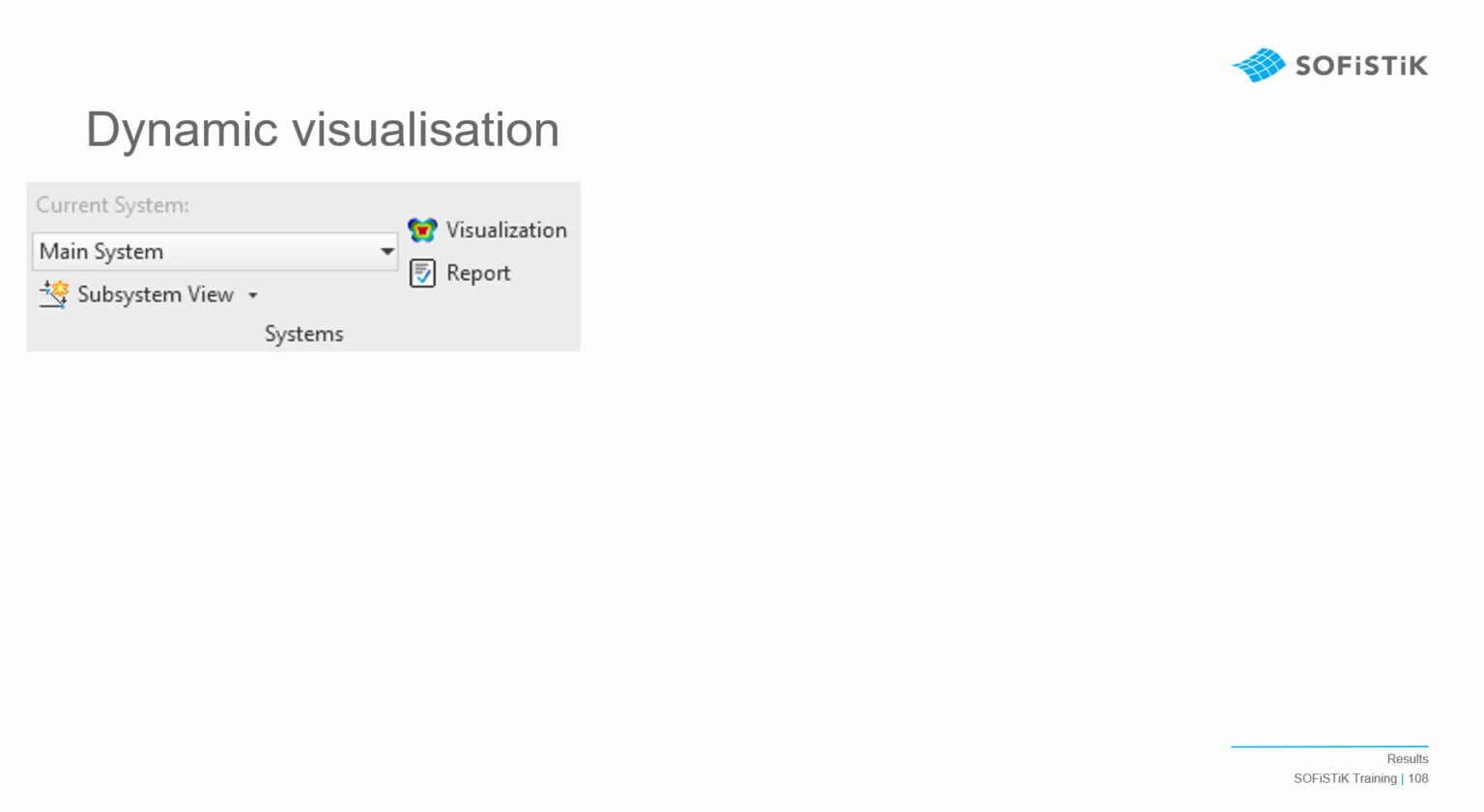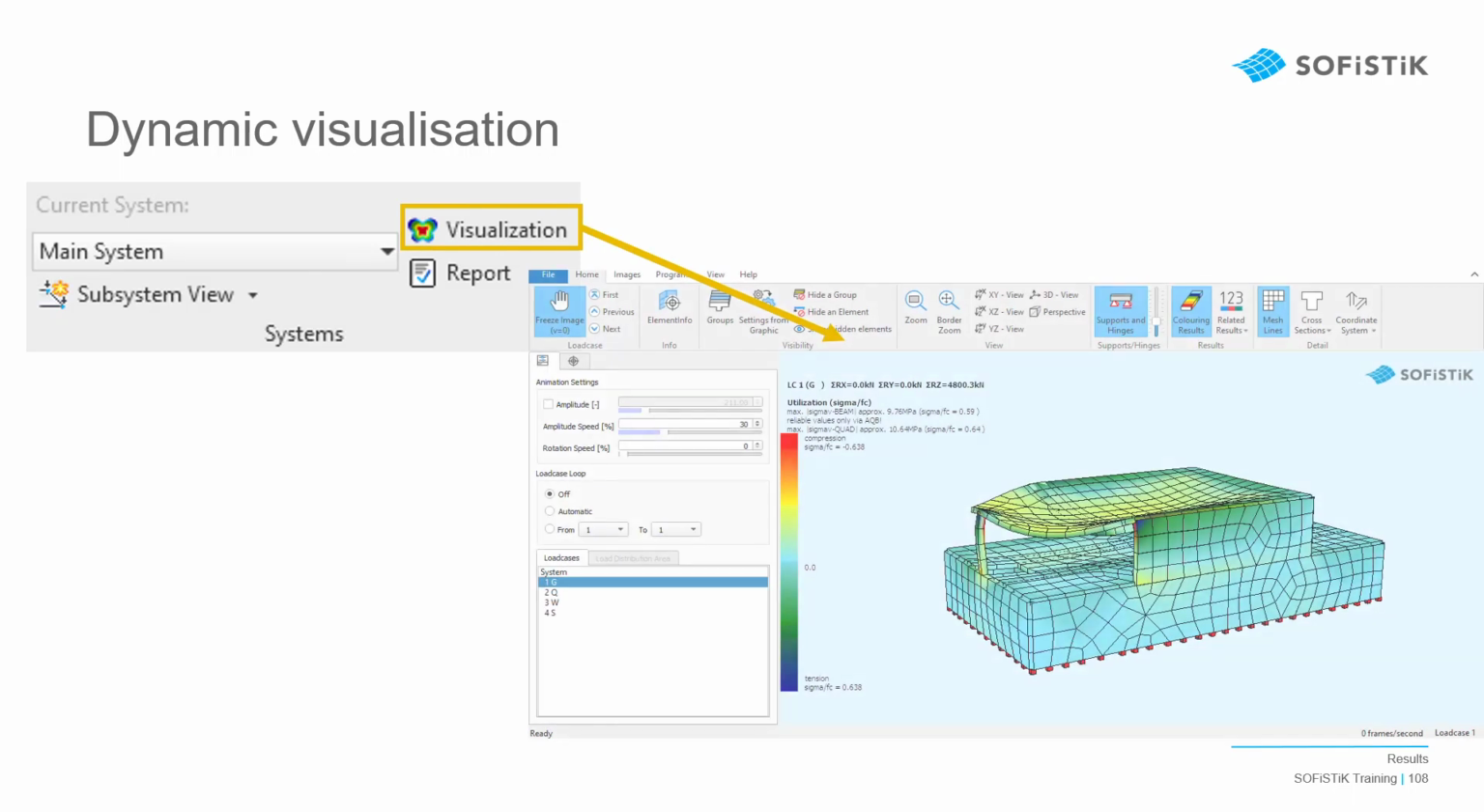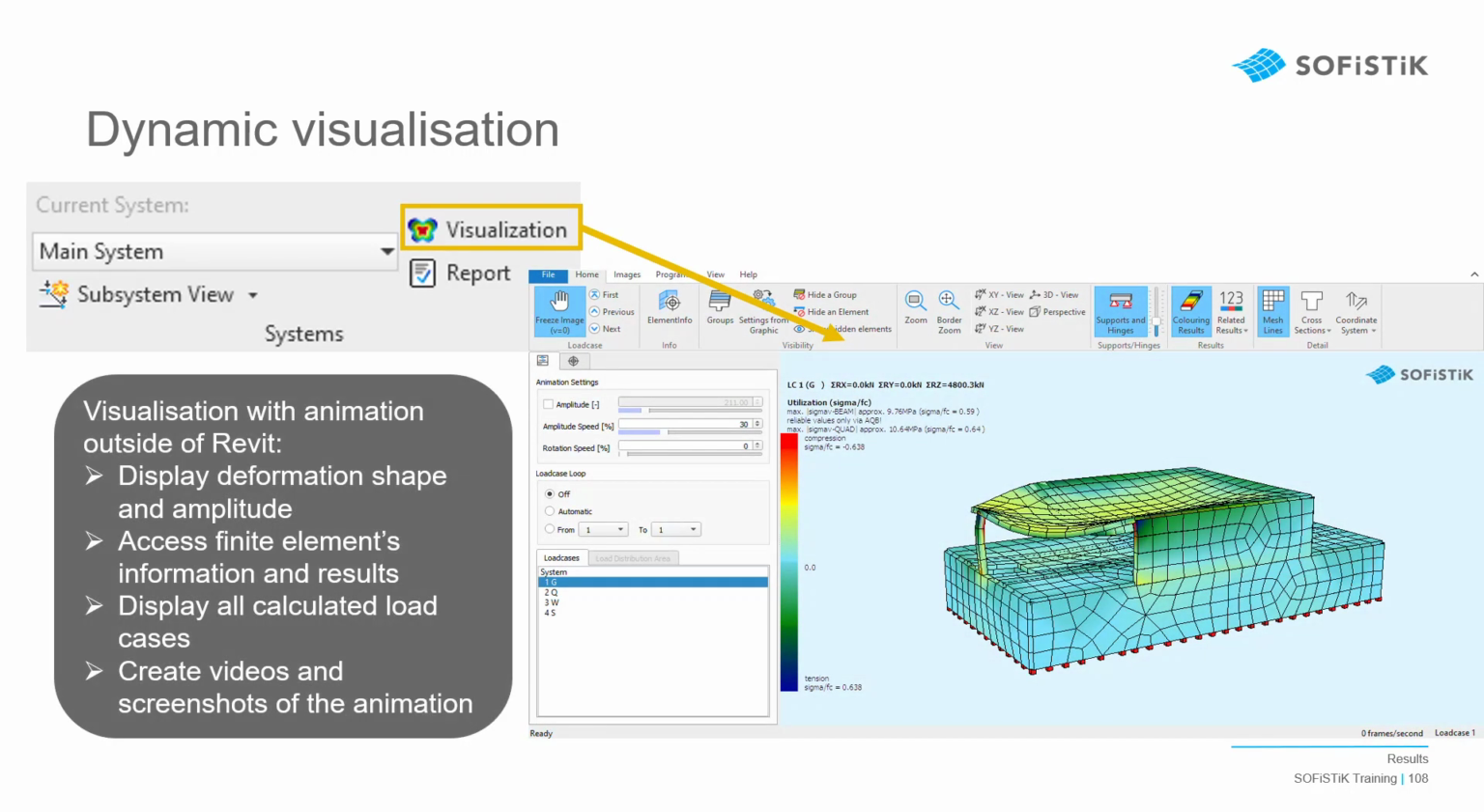In addition to the result visualization, it is possible to display the deformation of the structure in a dynamic viewer, which can be accessed via the command Visualization in the toolset System. It also allows to access the finite element model and get information about individual finite elements and their value. This external viewer can also be useful for creating animated recordings of the structural results.